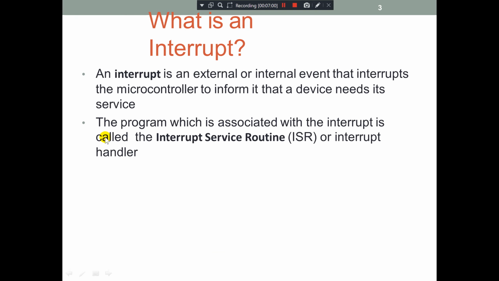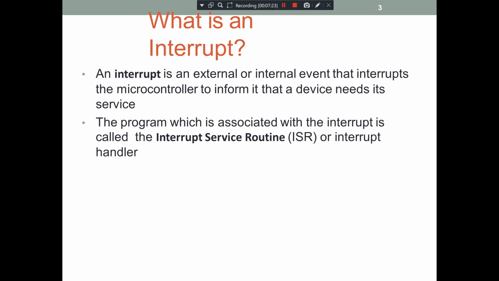Then what is an interrupt? An interrupt is an external or internal event that interrupts the microcontroller to inform it that the device needs its service. So kindly remember this important point. The interrupt is an external or internal event. It can be an external event or an internal event that interrupts the microcontroller to inform.